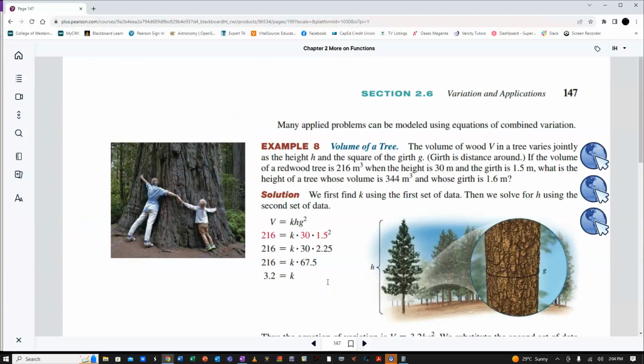So we'll finish out this section in this video by doing another applied problem that we can model with equations of combined variation. Example 8 involves calculating the volume of a tree.